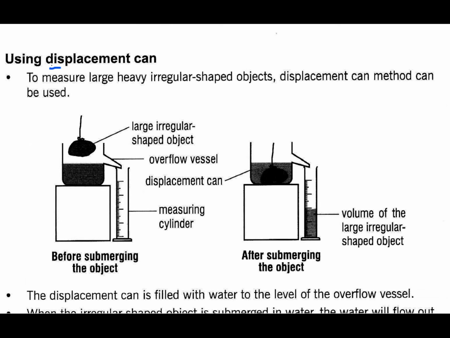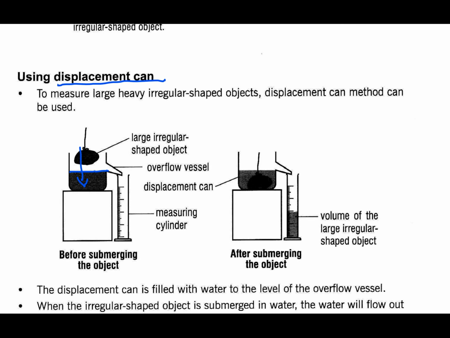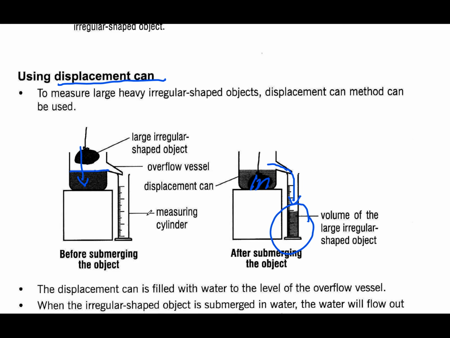Finally, we can also use the displacement can to measure volumes. First, we fill the displacement can to the brim. Next, we place the object into the displacement can. The water gets displaced and enters the measuring cylinder. The volume of water captured by the measuring cylinder is the volume of the object.